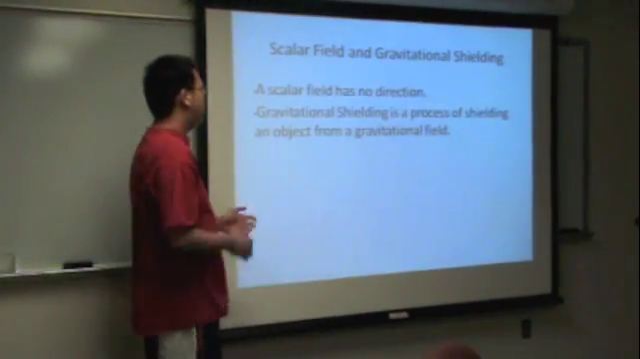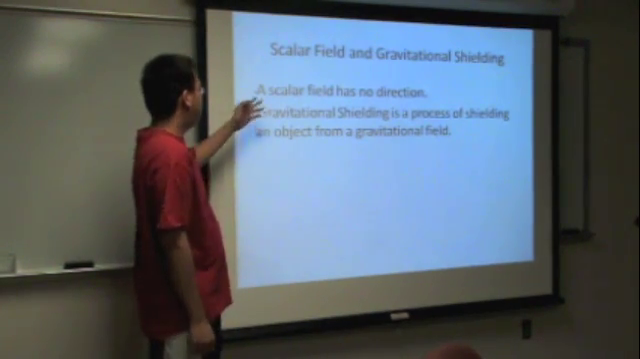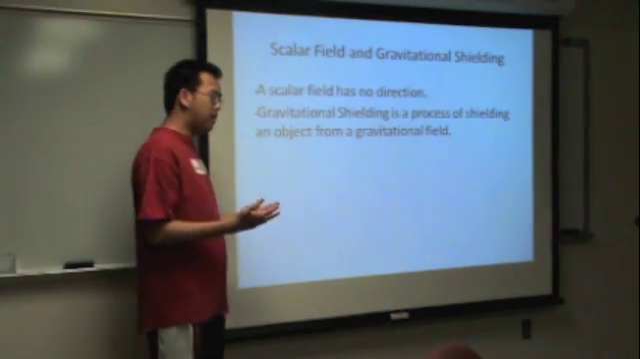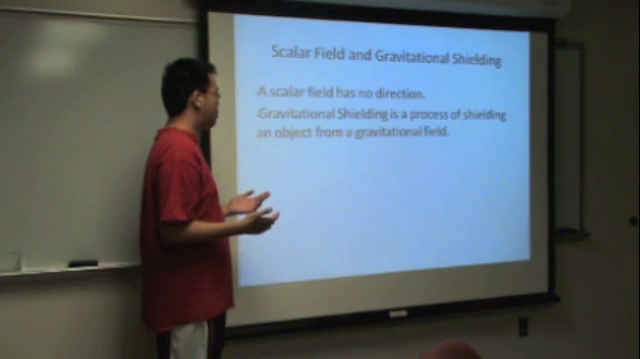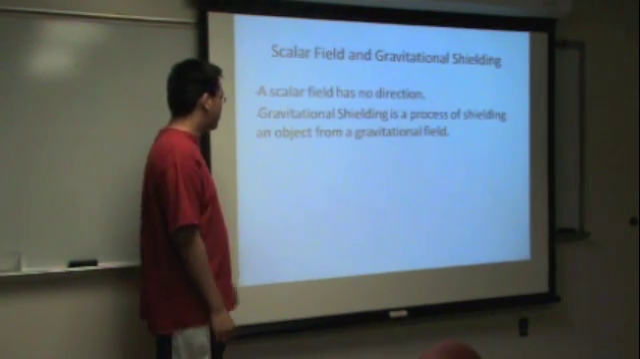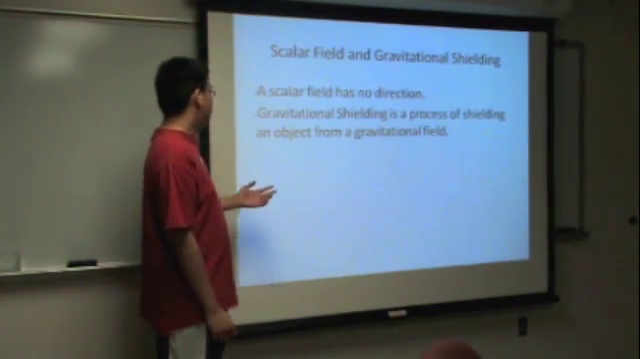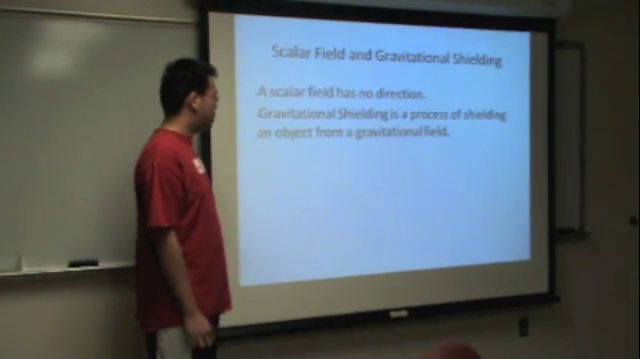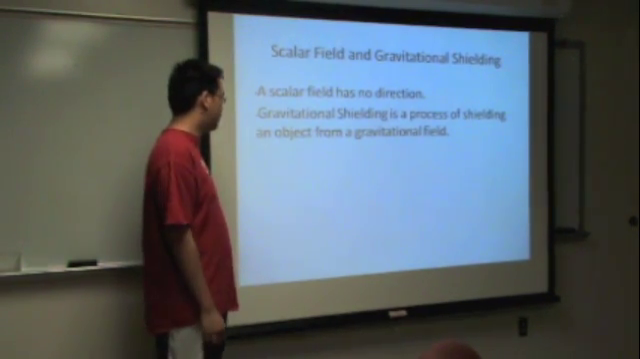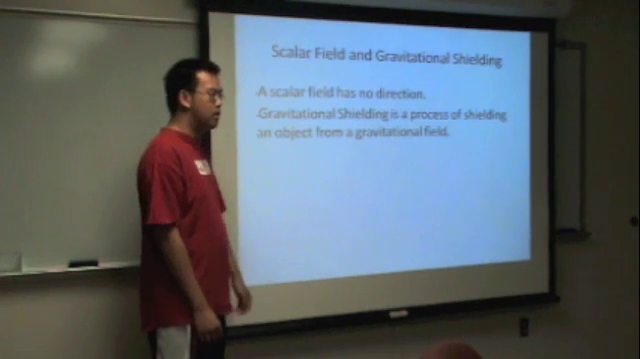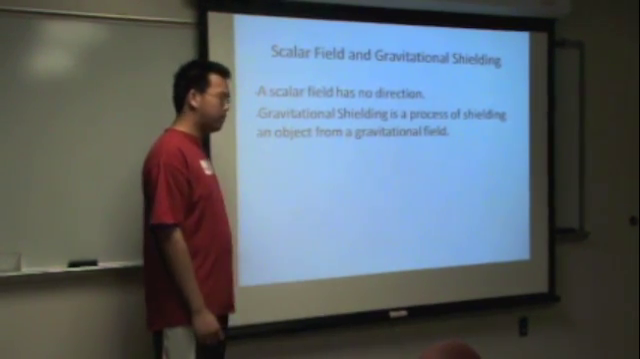So what is scalar field and gravitational shielding? A scalar field is a field that has no direction. There's not really much information about it. It just has no direction. And gravitational shielding is a hypothetical process of shielding an object from the influence of the gravitational field.